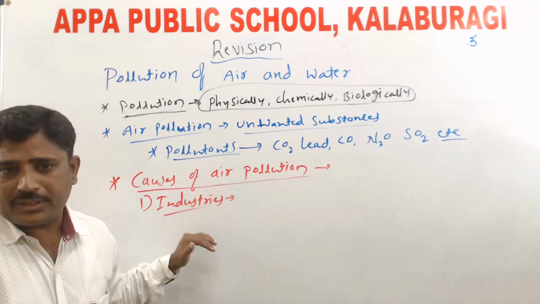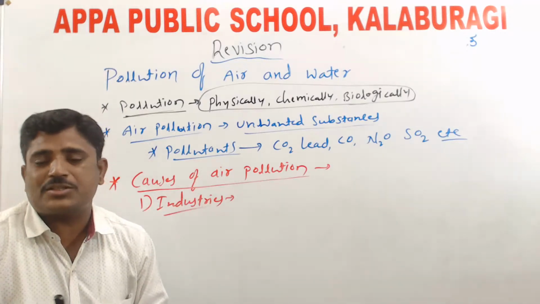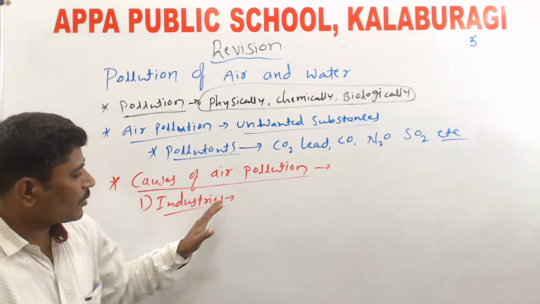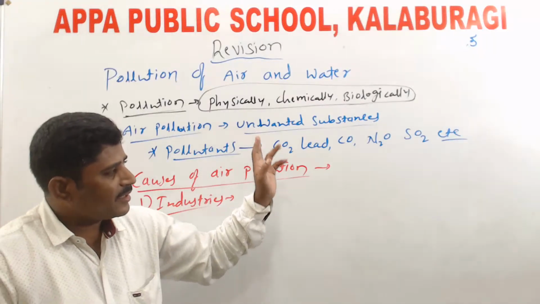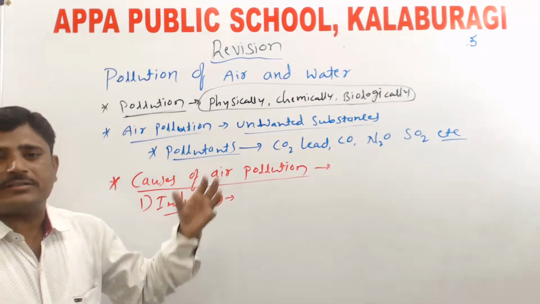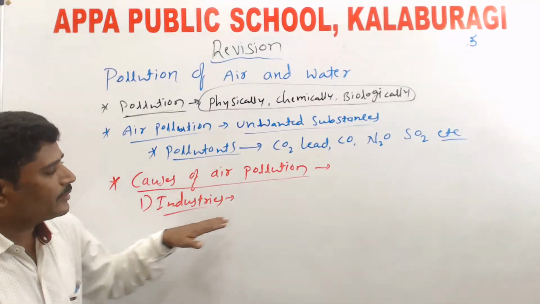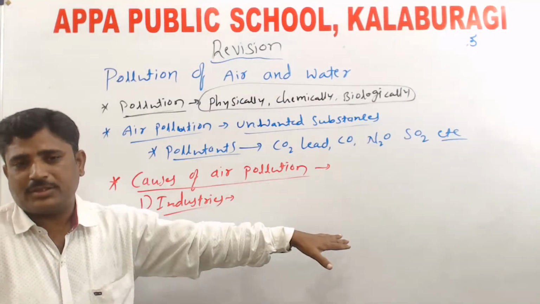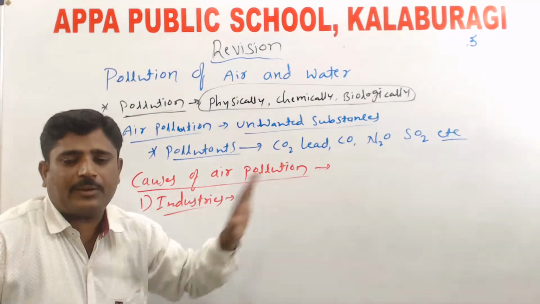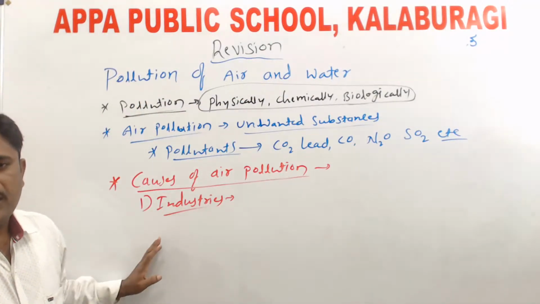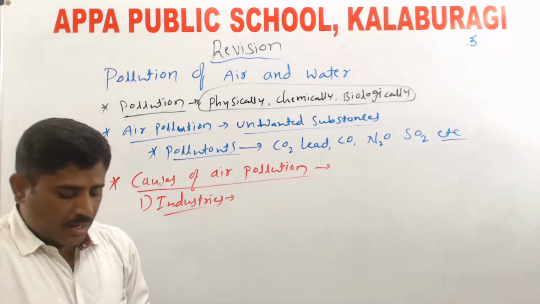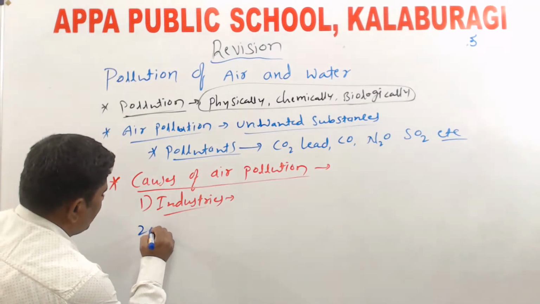Just think about the industries, how much smoke they are leaving. In that smoke again there are carbon dioxide, carbon monoxide, sulfur dioxide, lead, and some chemicals. All these pollute the environment, they pollute the air. So industries are responsible for air pollution. Clear?